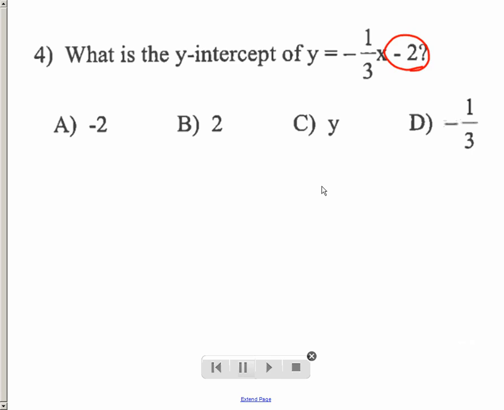What's the y-intercept of this? Well, it would be the negative 2. So the trick here is that they put a positive 2 here for those that may forget to look in front of the y-intercept. Always remember to look at the sign.